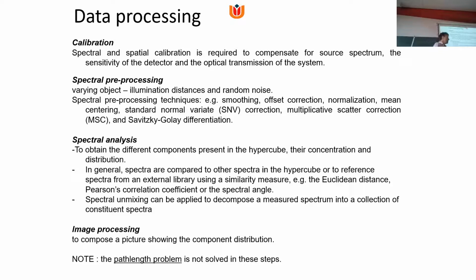And the path length problem is not solved in these steps. What do you think I mean with that? Is that what you described previously, that you have a curved surface, but one point is much closer than the other? No, it is related to that, but it's not the same. It's not what I mean here.